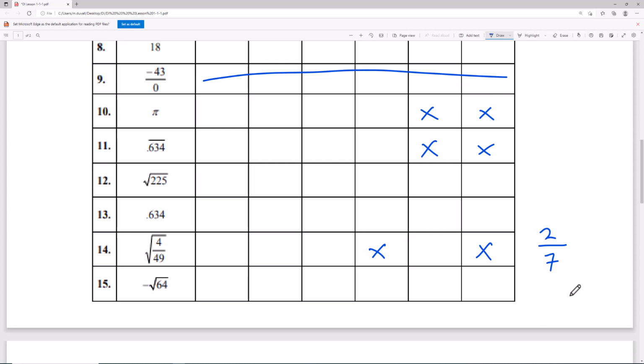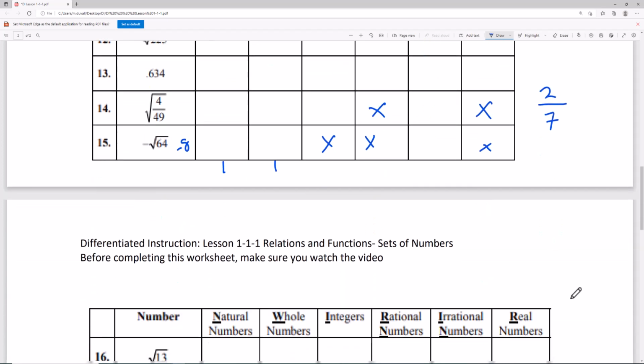Number 8, negative the square root of 64. That simplifies into negative 8. So it's not a natural, it's not a whole, it is an integer, which means I can make it into a fraction, negative 8 over 1. It's also real.